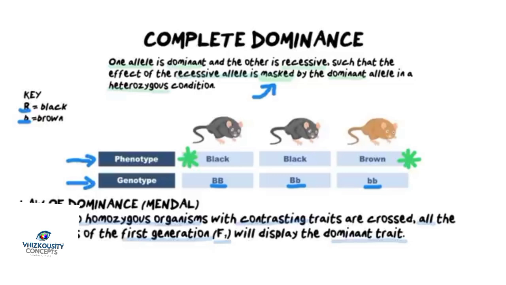And you would need to be able to calculate this in a genetic cross using a Punnett square. If you're not so sure how to do these kinds of monohybrid crosses and using Punnett squares, you can click the video above.